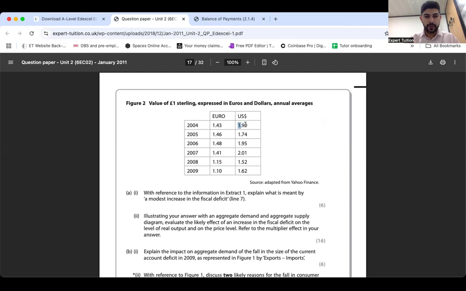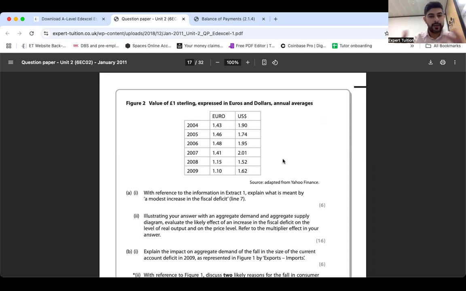Same thing for the US dollar, by the way. So it was worth $1.90 in 2004. It's now worth $1.62. So it's depreciated relative to both the euro and the US dollar between 2004 and 2009. Does that make us more or less price competitive? Hopefully now you've understood, more price competitive. Exports out of the UK therefore go up, imports go down, justify why.